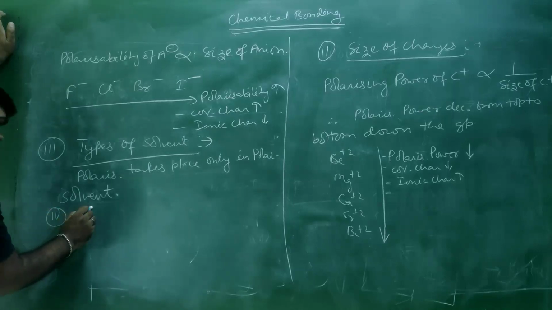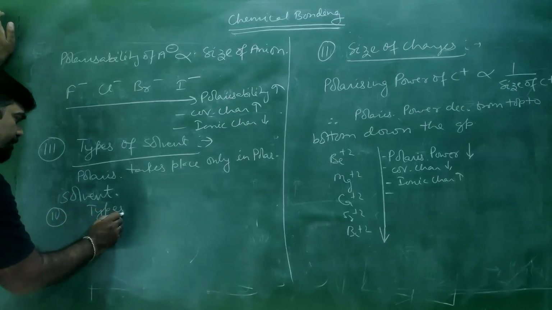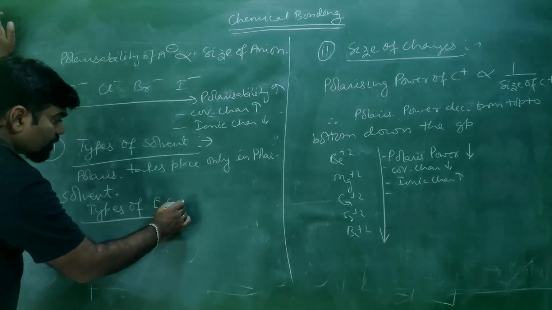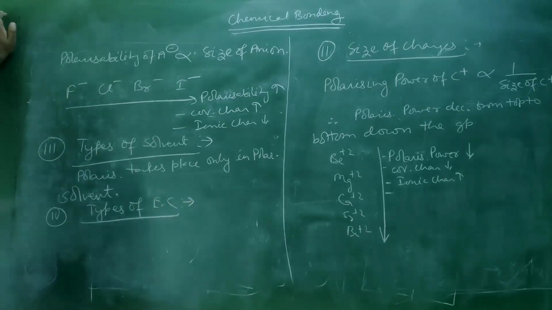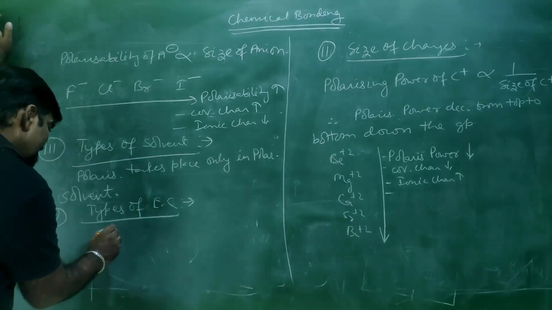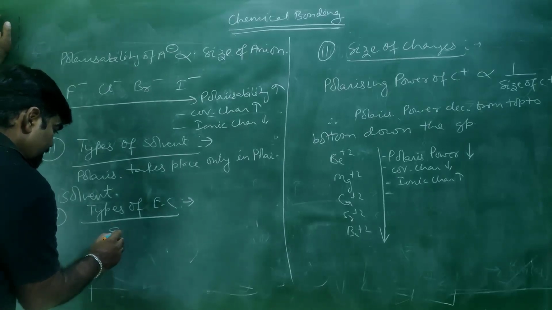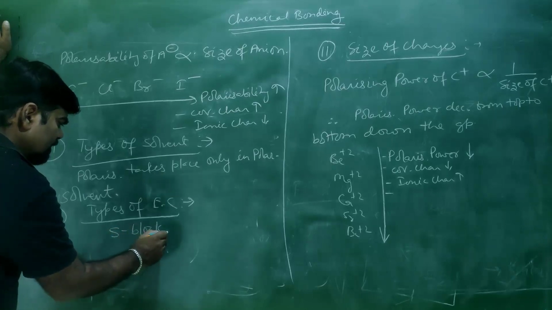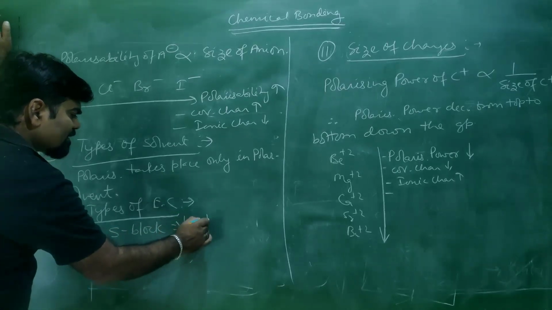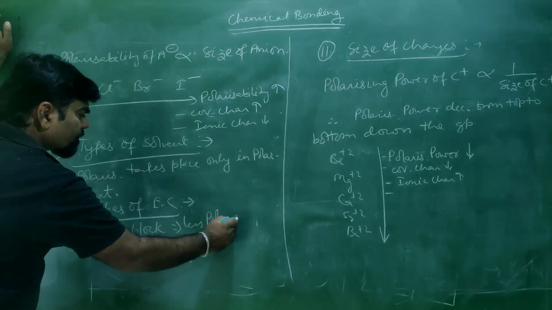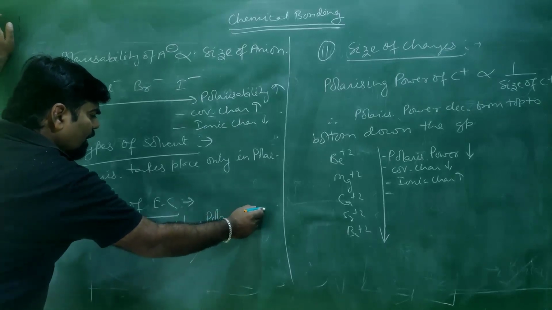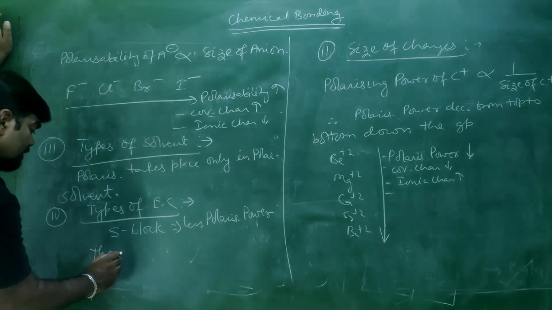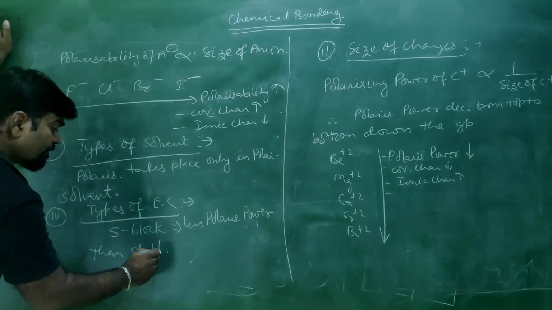Next is the type of electronic configuration. Which type of electronic configuration will they have? Generally we know that s-block and p-block elements will have less polarizing power than d-block metals.